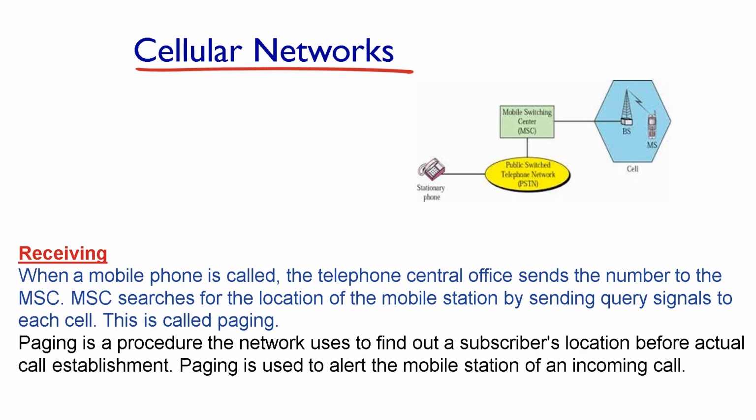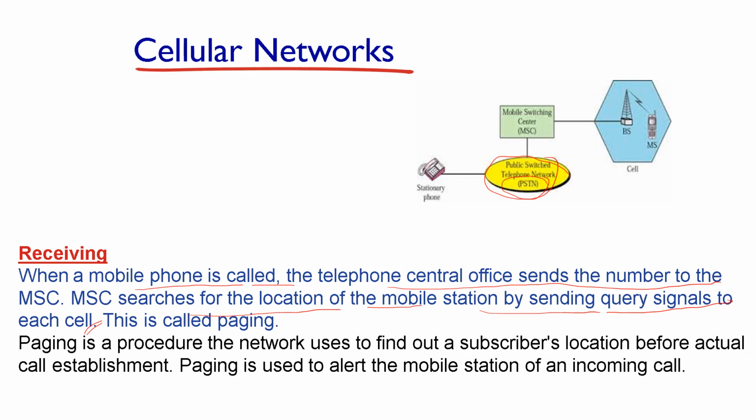And what is happening at the receiving side? When a mobile station has placed a call, up to here the transmission is happening. Then the duty of the PSTN is to identify the receiver. So the telephone central office sends the telephone number to the MSC and the MSC searches the location of the mobile station by sending a query signal to each cell.